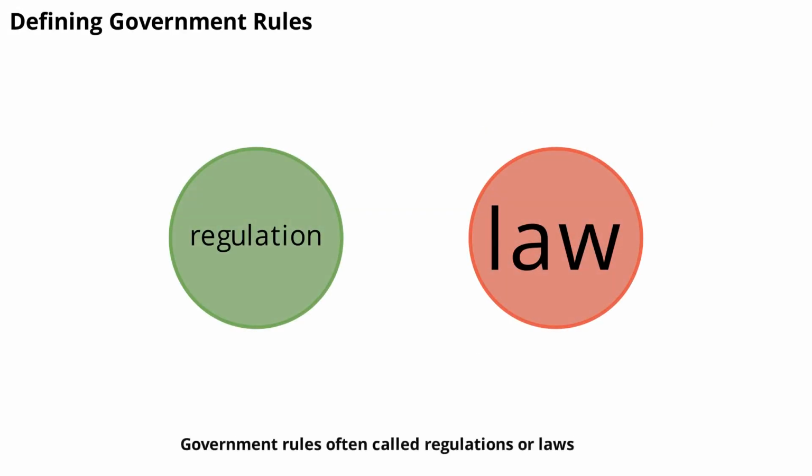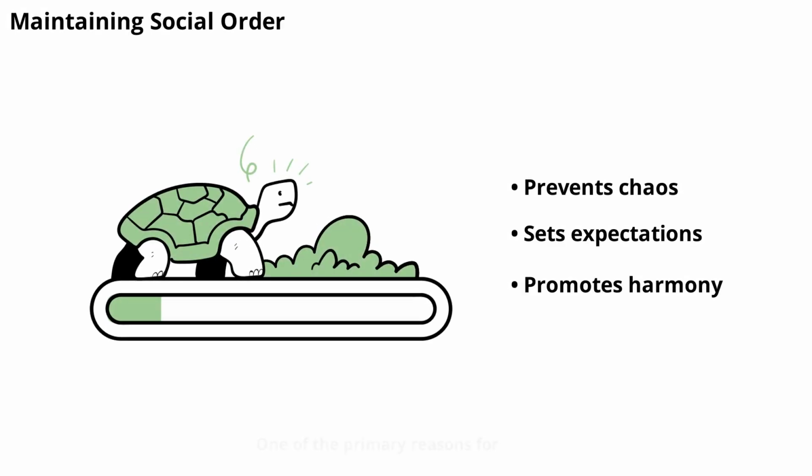Government rules, often called regulations or laws, are guidelines set by authorities to organize society and protect its members. These rules can be as simple as speed limits on roads or as complex as environmental protection laws. They are designed to ensure fairness, safety, and stability for everyone. By defining what is acceptable and what isn't, government rules help create a predictable environment where people can coexist peacefully and pursue their goals.